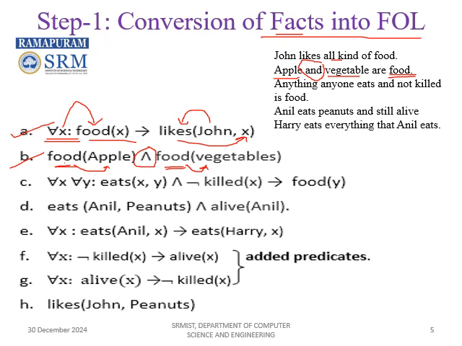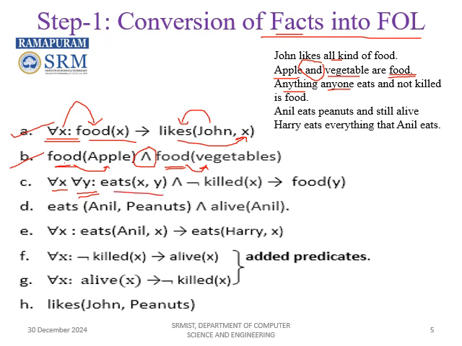The third statement is: anything anyone eats and not killed is food. Here, anything and anyone, you have two different groups. That's the reason we have used for all x and one more for all y. One represents anything and the second represents anyone. So what I have to convey is: anything anyone eats and not killed is food.